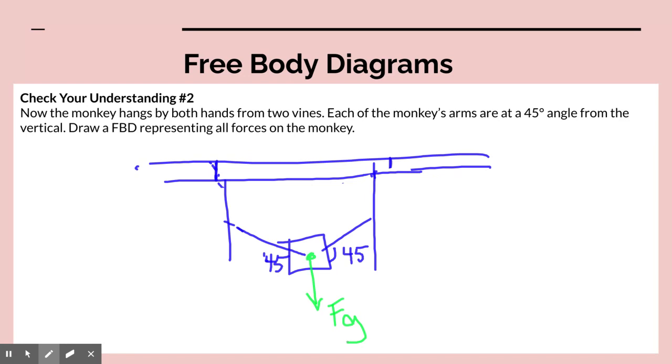So we should also know that there is a force going this way and a force going this way in relationship to the monkey. Again, these are, for the most part, our normal forces, but more specifically, this is our tension force. Okay, the monkey's arms are going to act as a tension force.